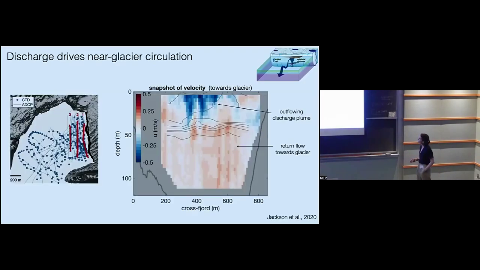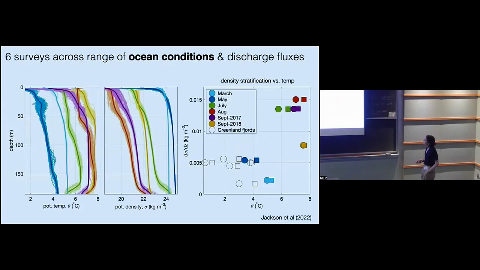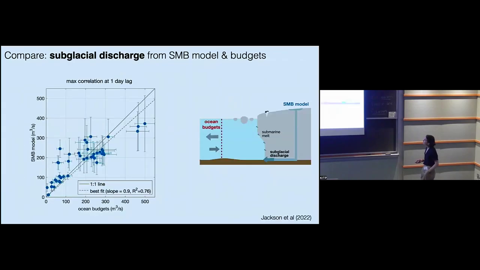I might even have a figure here. Yeah, you can actually judge for yourself how well you think these line up. So this is comparing the surface mass balance model for subglacial discharge with our ocean-based observational estimate. The model versus the budgets, and a one-to-one line. It did better than I thought it was going to, but there's definitely room for improvement in constraining the subglacial discharge as well.